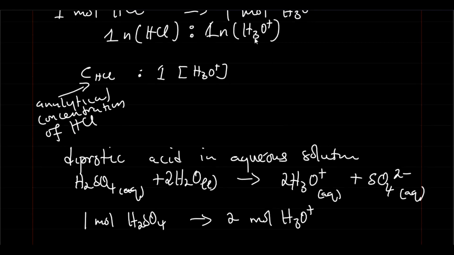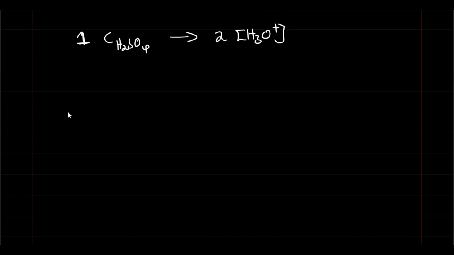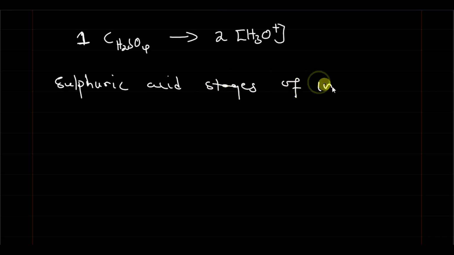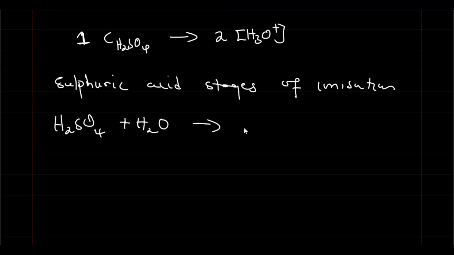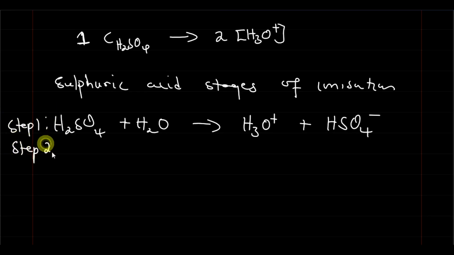Okay, so I wanted to explain something. They can also show you that sulfuric acid has 2 stages of ionization. First of all, we start with H2SO4, right? In water, we are going to have hydronium plus hydrogen sulfate. This is step 1. Okay, and then now step 2 of ionization, what do we get?